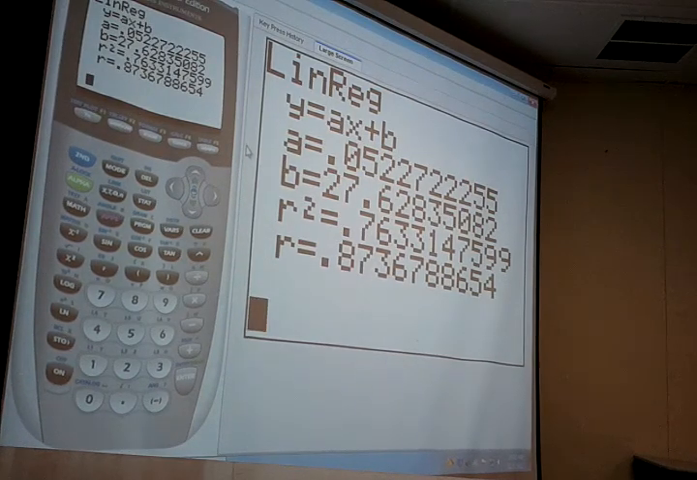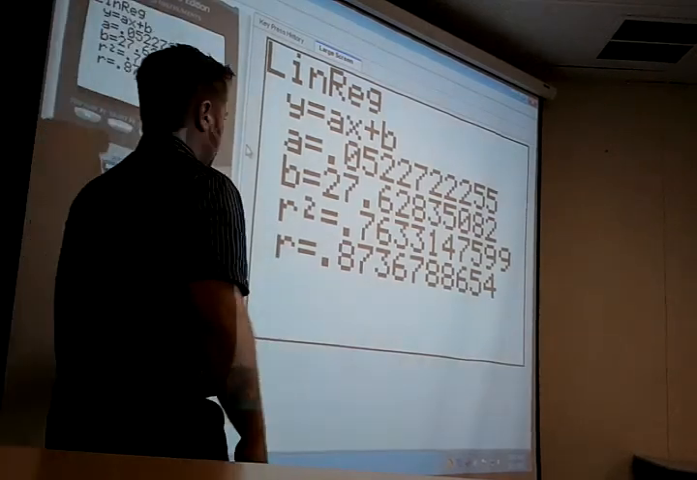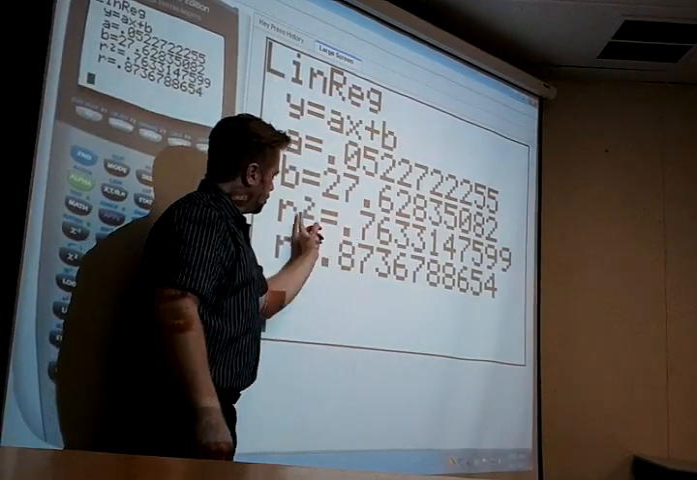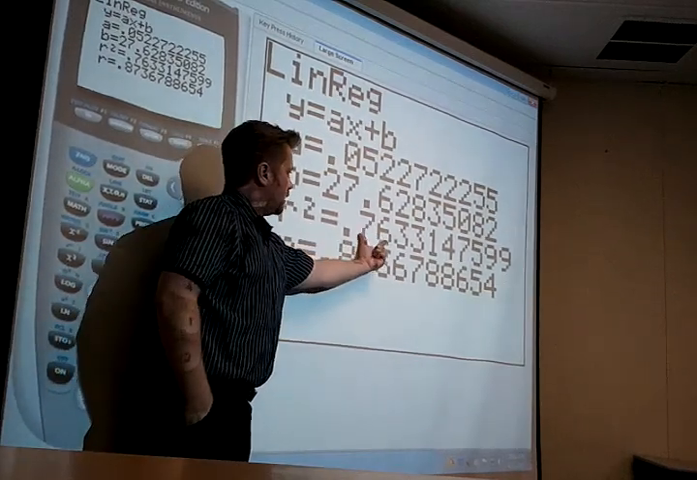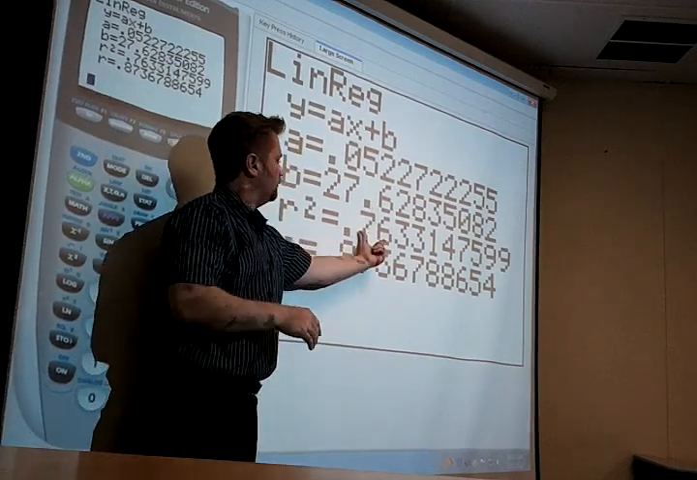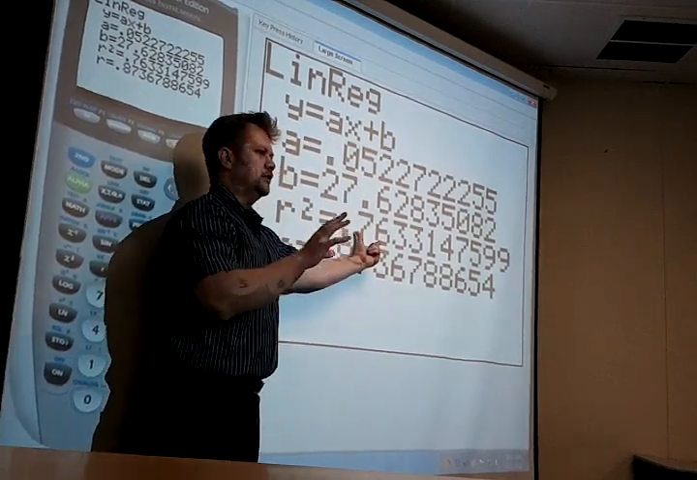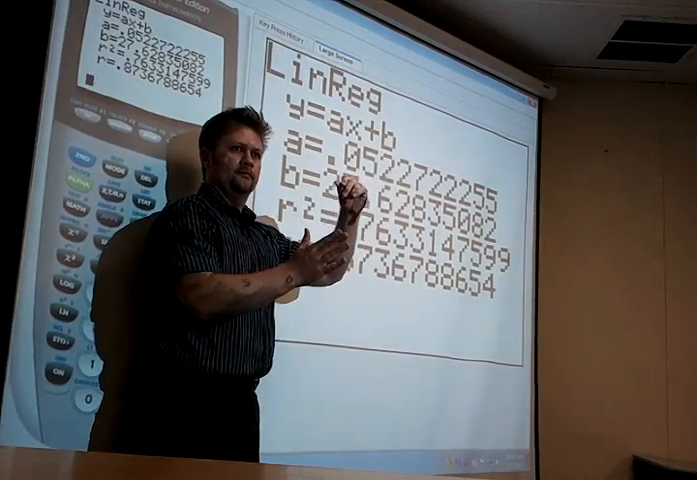I don't know. The R squared, the thing we don't have enough time for, which is unfortunate, but it's understandable. R squared actually does tell you something. That's why the calculator gives it to you. It tells you the amount of variation that's explained by the variables you're looking at, right?